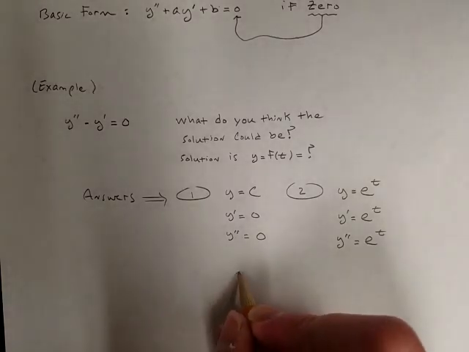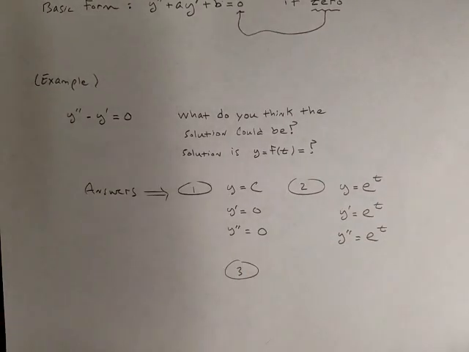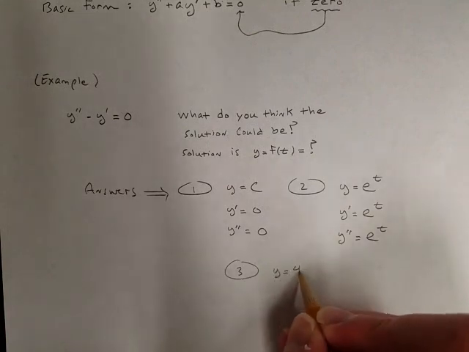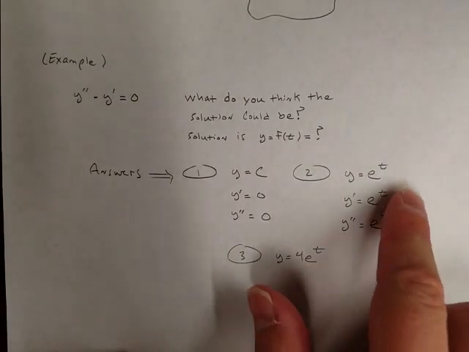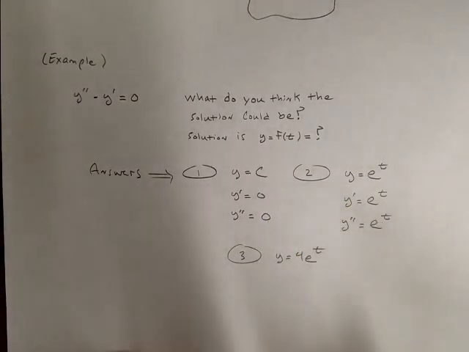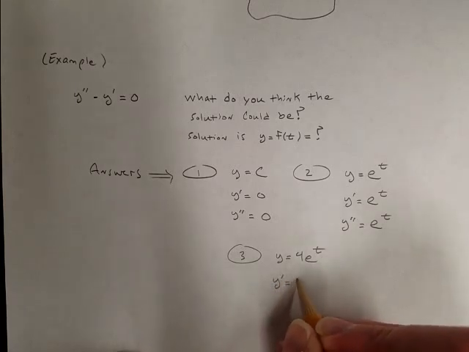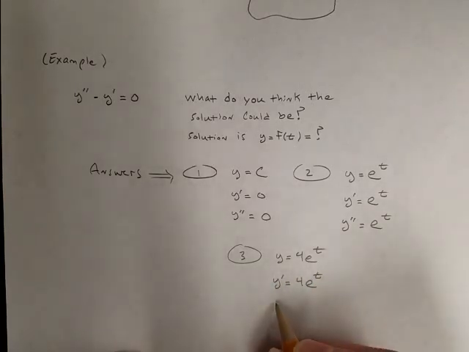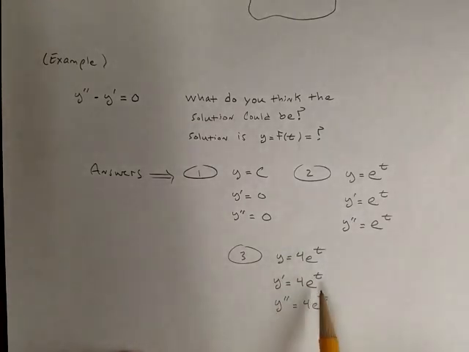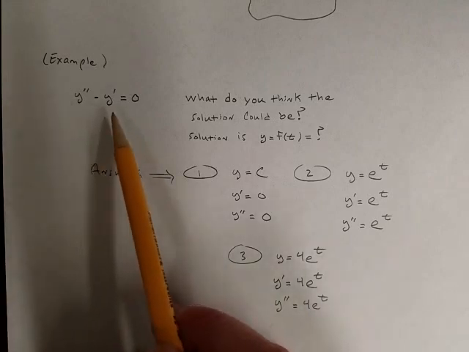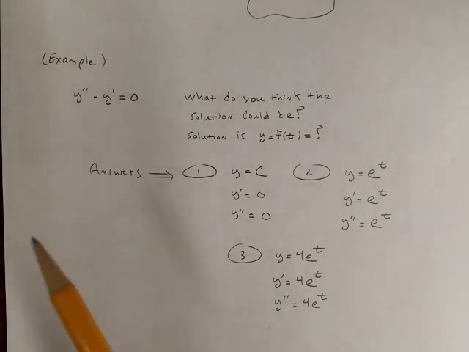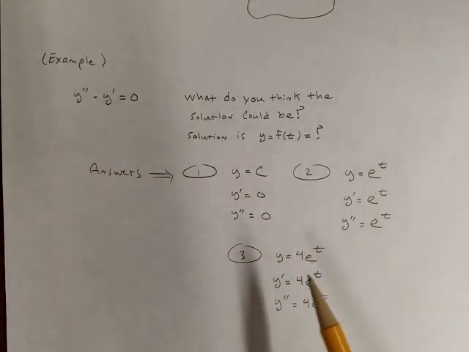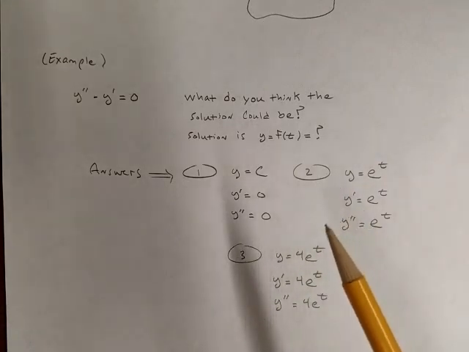Let's do one more, just for dramatic effect. Say y is equal to 4 times e to the t. Would things be any different here versus there? Not really. Y prime is 4 e to the t, and so is y double prime. So they're the same. So when you subtract them, you still get 0. All right. So it seems like there could be lots of answers to this. I could keep going with variations on this one.